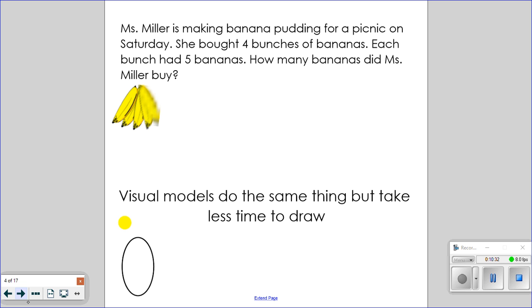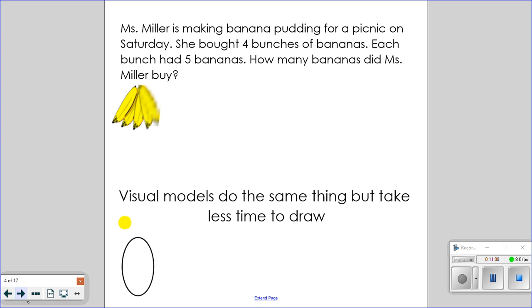We're not making a picture yet. We're not making an equation yet. We need to figure out, what am I counting? What is this question even asking me? Hint, look at the question. What am I trying to figure out? Connor, it might be helpful if you're looking at the screen. Emma? You got it. I'm counting bananas. How many bananas did Miss Miller buy? I'm counting bananas. Now we're going to write our answer sentence.